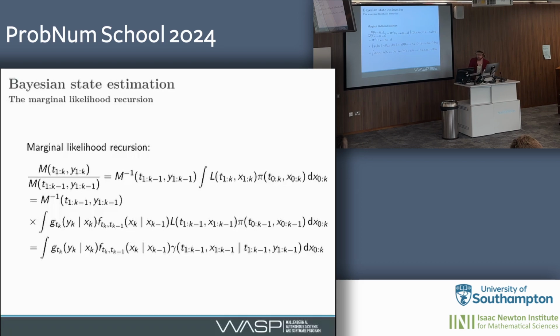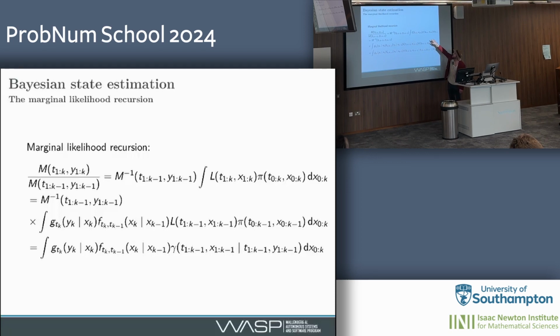And now, we need to develop a kind of recursion for this marginal likelihood if we want to form the posterior in this recursive fashion. So how does this work? We take the definition of the marginal likelihood of the path up to k, which is just the definition of this integral, and then we divide by the marginal likelihood up to k minus 1 on both sides. So we have this guy there now.